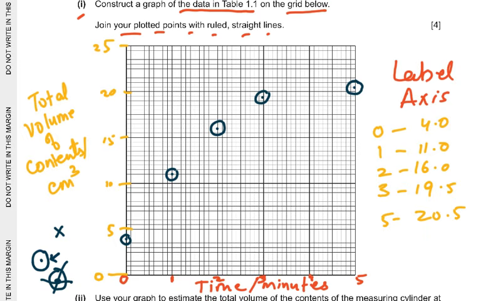And then you join these with a ruler, point to point with a ruler, every point going from one point to the other. Very exact, very properly.